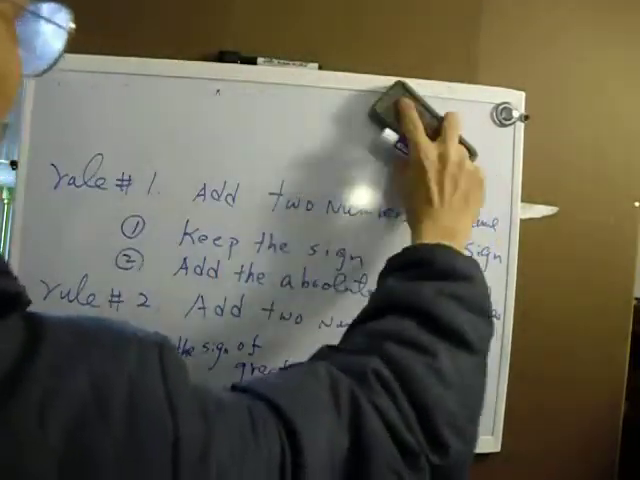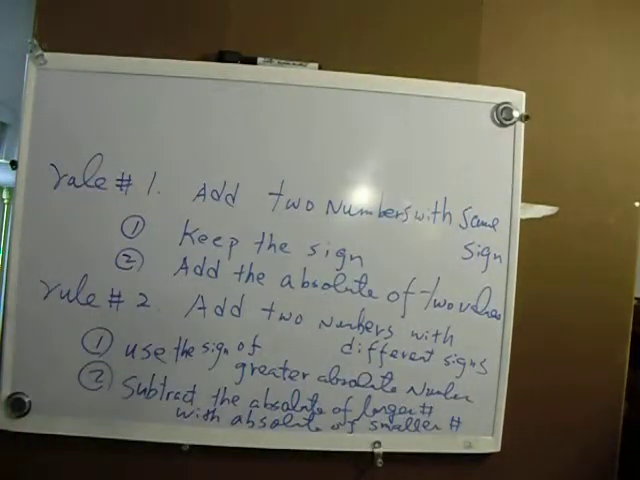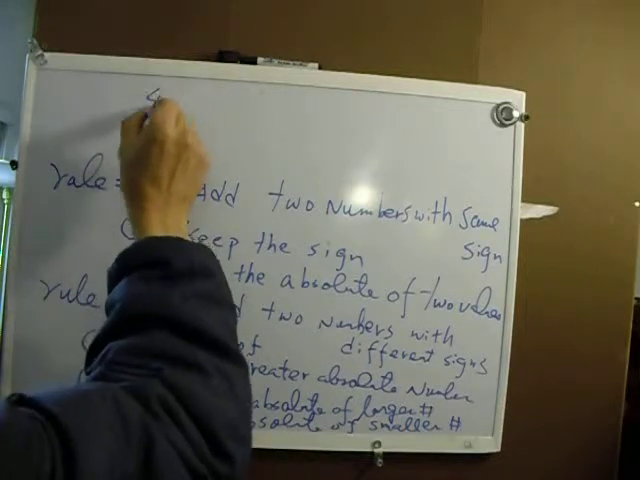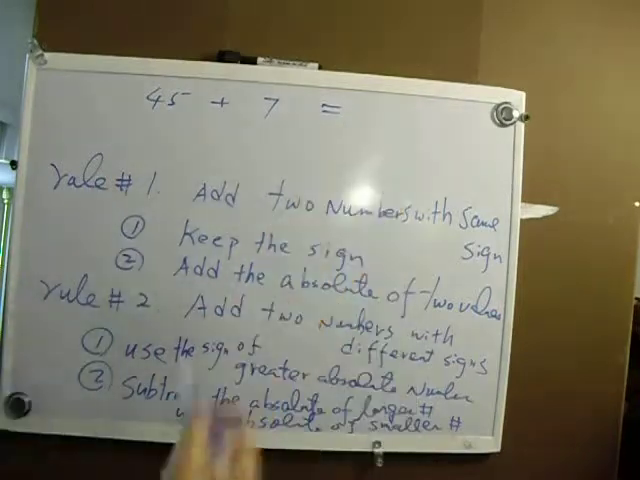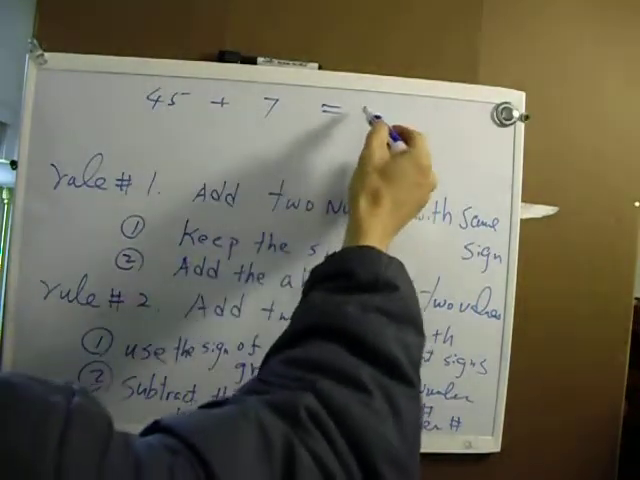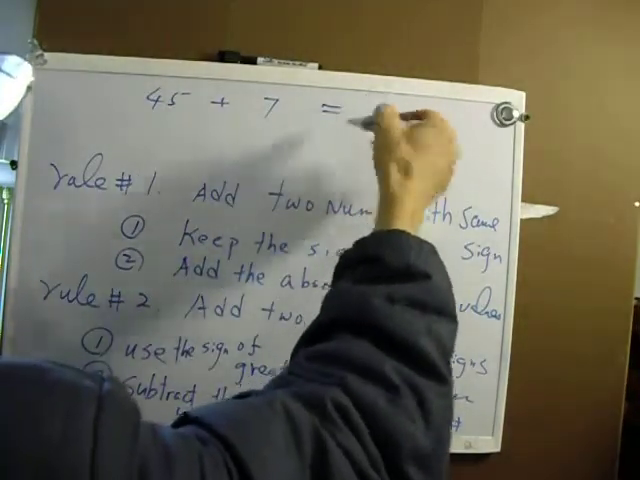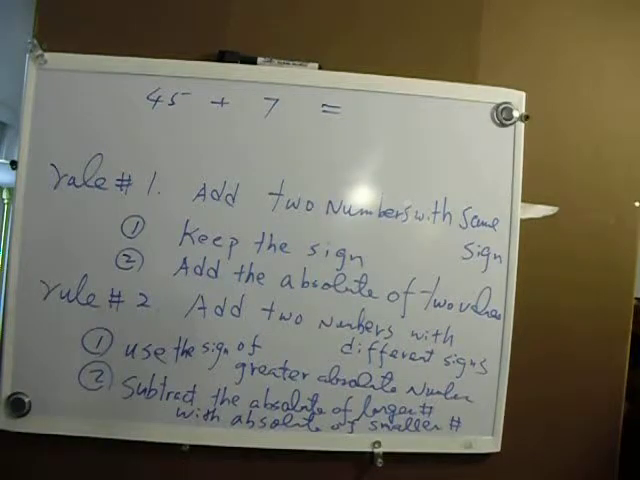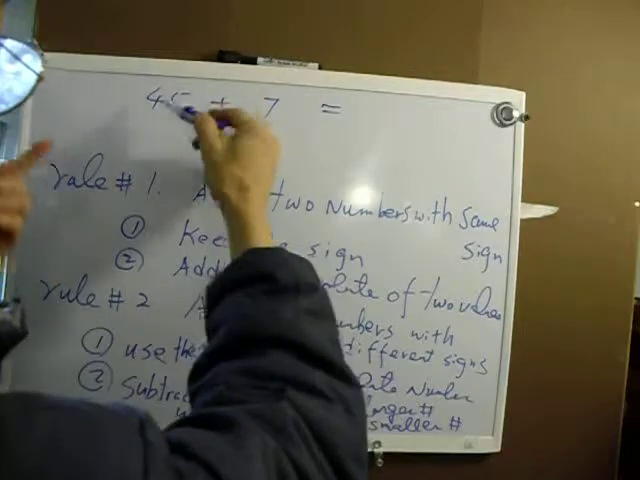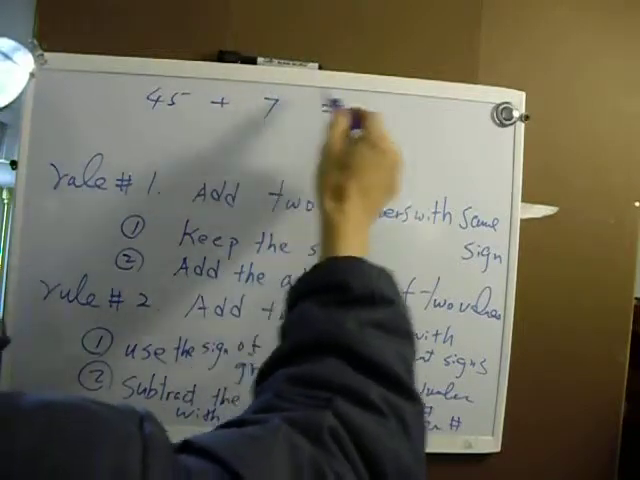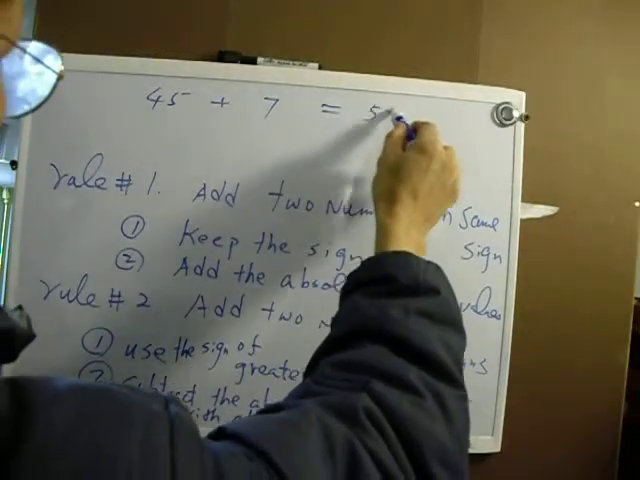Imagine two positive numbers, like 45 and 7. The result keeps the positive sign. That means positive, you don't need to put a plus, because it's already assumed positive. And then add the absolute values, which are positive anyway. So 45 plus 7 is 52.